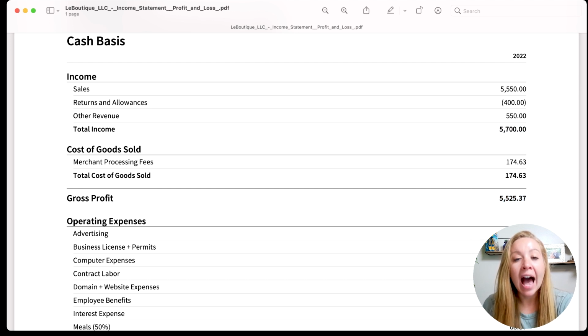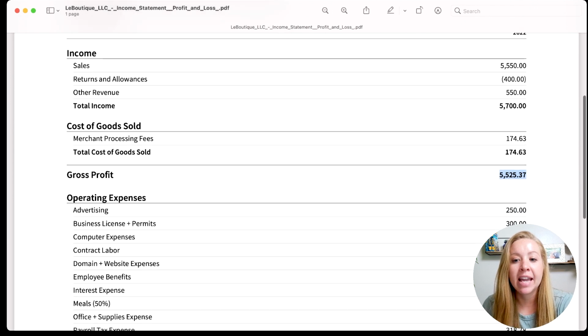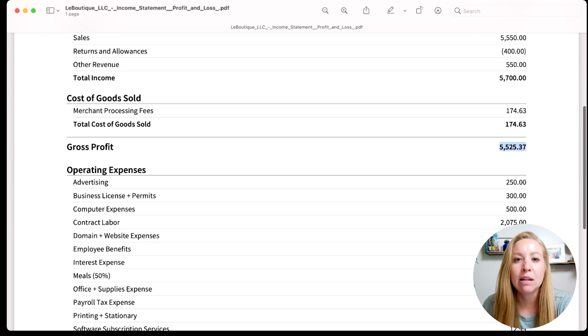And so the higher that number is, the better it looks to outsiders and investors. And that's a great way to track how your business is doing and how much of your business's sales you're getting to keep to use to facilitate other overhead expenses and pay yourself.